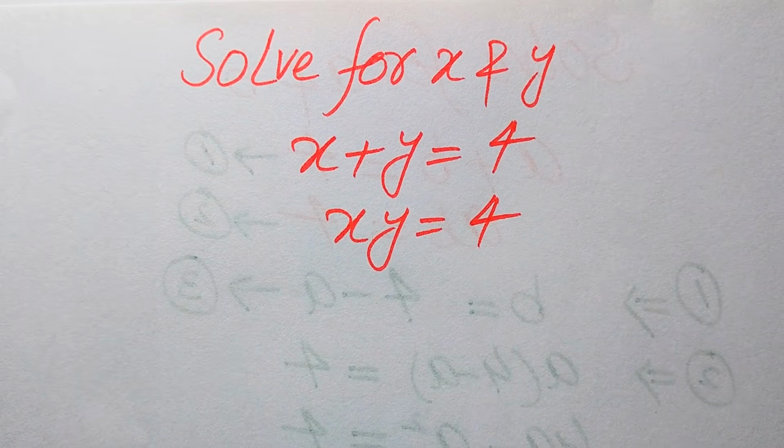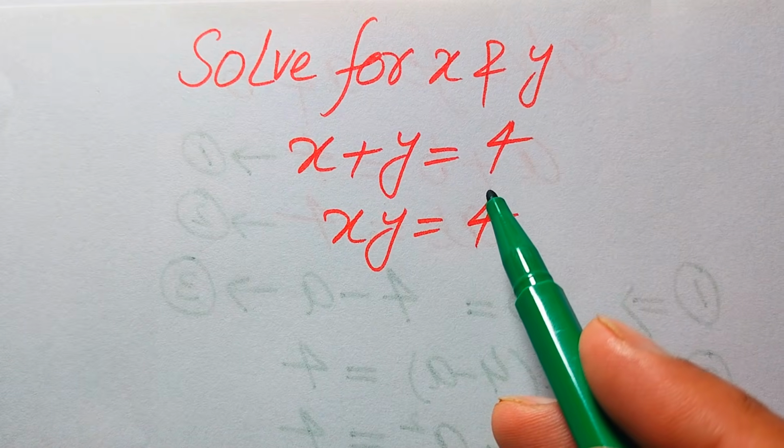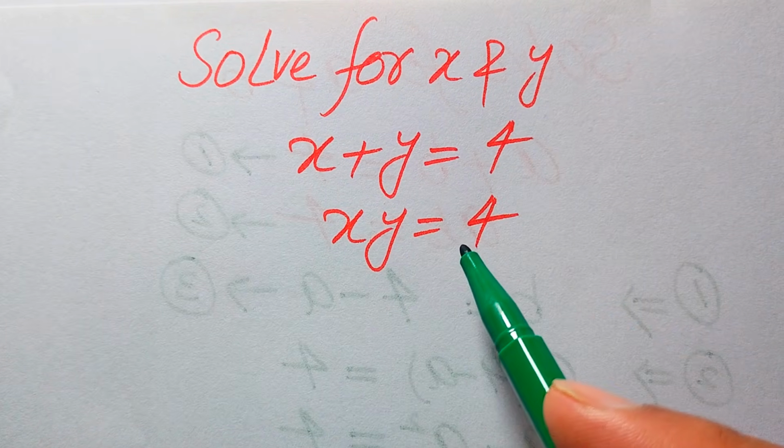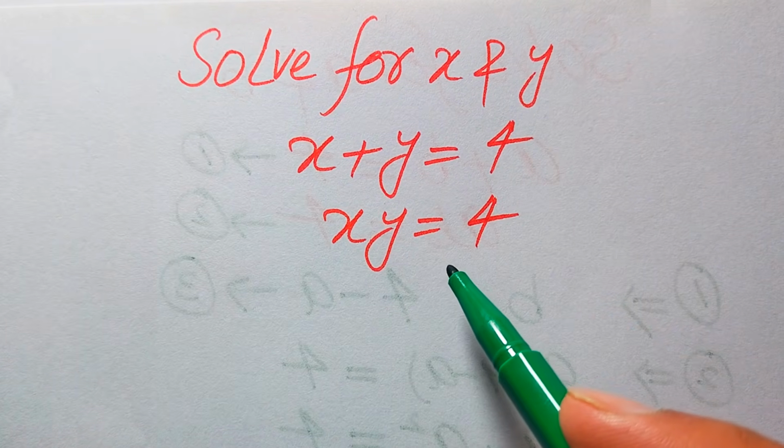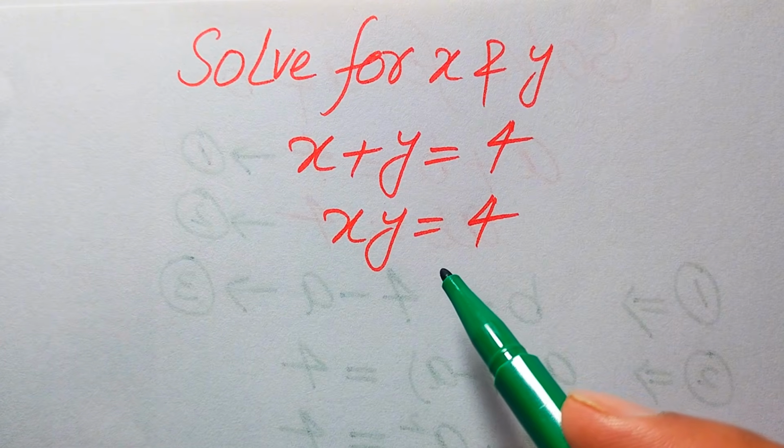So here we have x plus y is equal to 4 and xy is also equal to 4, and we solve this problem for all the values of x and y.